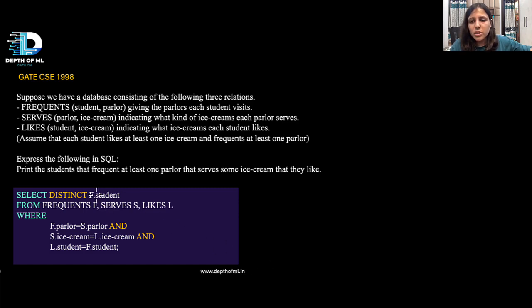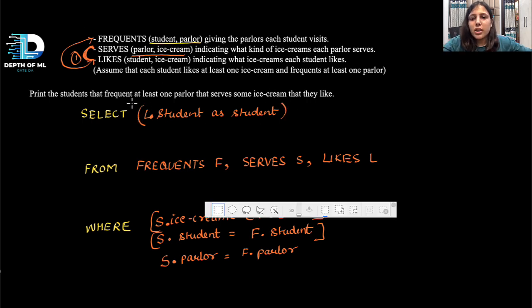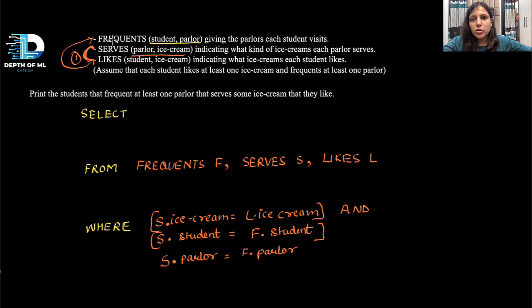Okay, you should use the distinct clause also, because there could be multiple ice creams that students like, and there could be multiple parlors that serve that ice cream that the student visits, right? So for that reason, you need to have a distinct clause as well. So the proper query will be distinct F dot student as student.